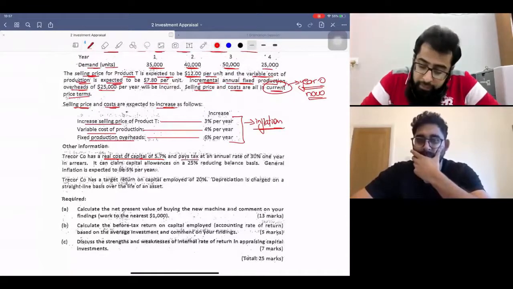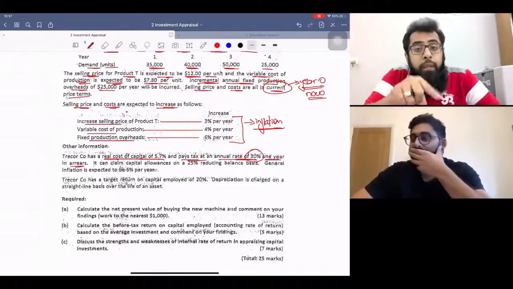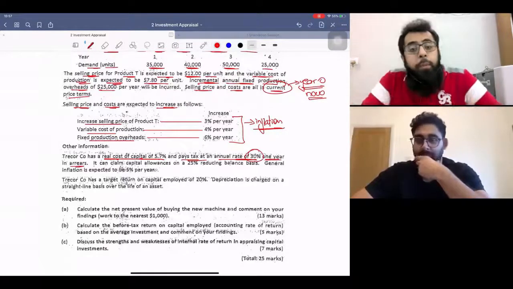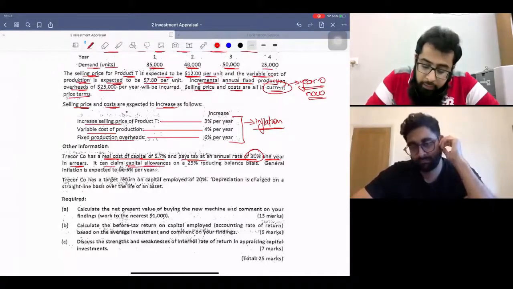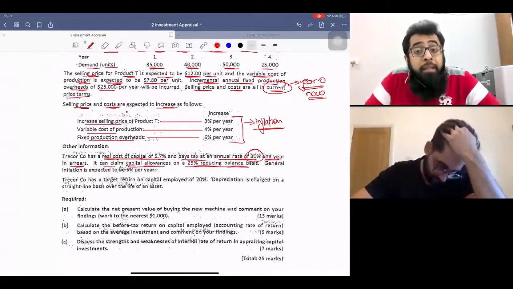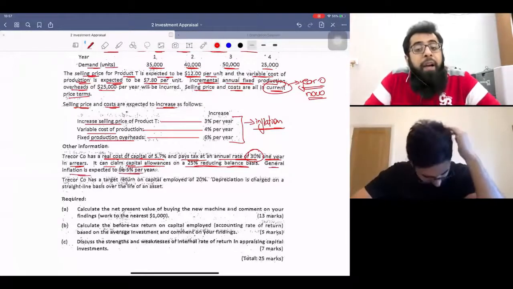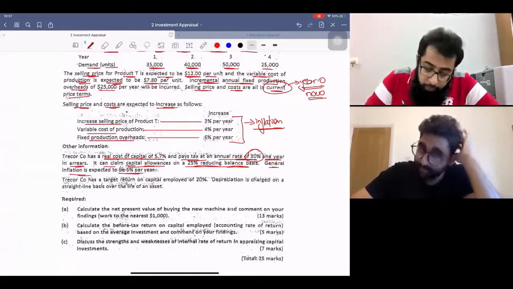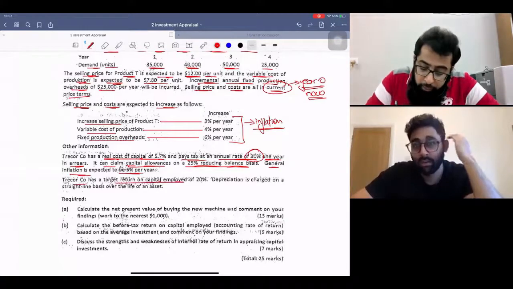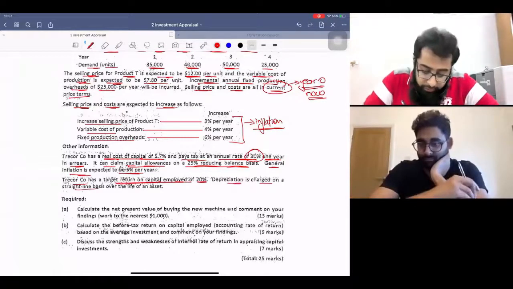It pays tax at annual rate of 30%, 1 year in arrear. 1 year in arrear means that this year's tax will be paid in the next year. It can claim capital allowances at 25%, reducing balance basis. General inflation is expected to be 5% per year. Tricor Company has target return on capital employed of 20% and depreciation is charged on straight line basis.